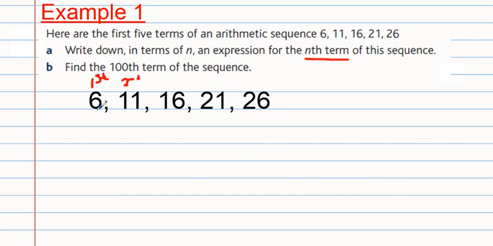Okay, so what is the term to term rule? How are we going to get from the first term to the second term? It's plus 5 each time. So from 11 to 16, you add 5. You add 5 each time. It means the nth term of the sequence will start with 5n.